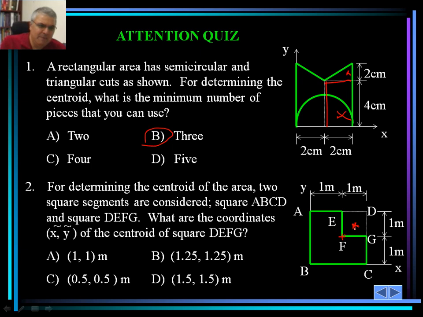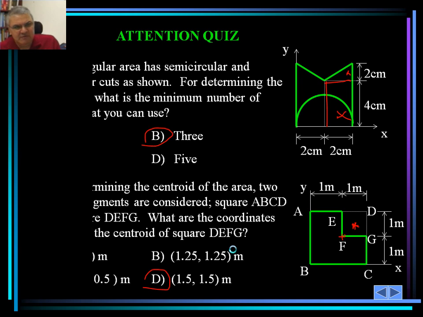So it's simply going to be 1.5. Remember that what we're trying to do is determine the centroid of the areas. And as such, the correct answer would be 1.5 and 1.5. Okay, and this is 1, and we also use the same procedure that we did previously.